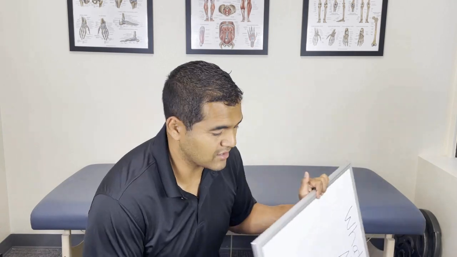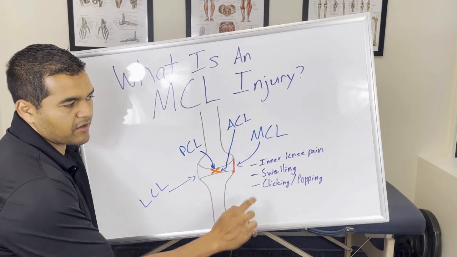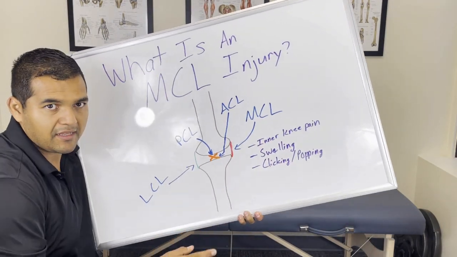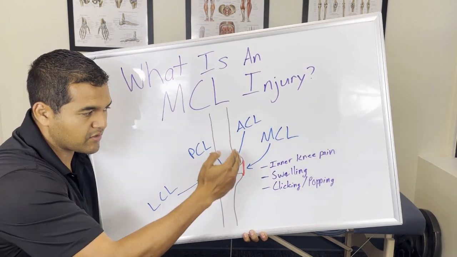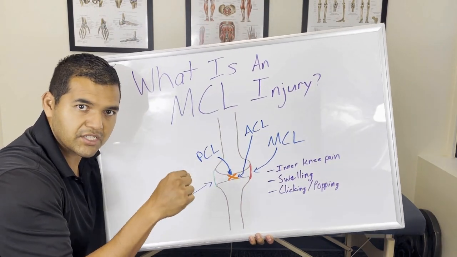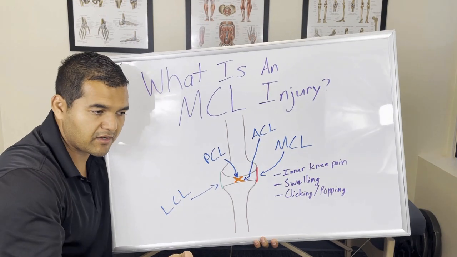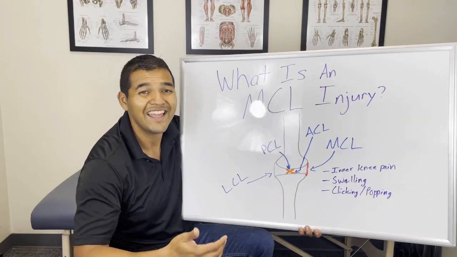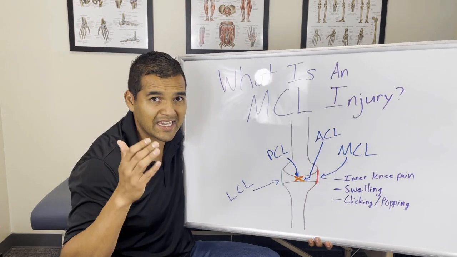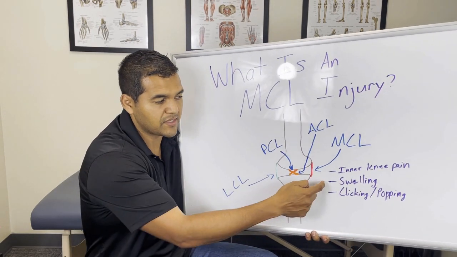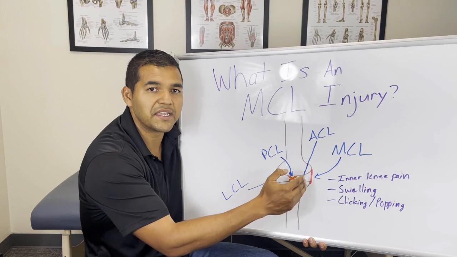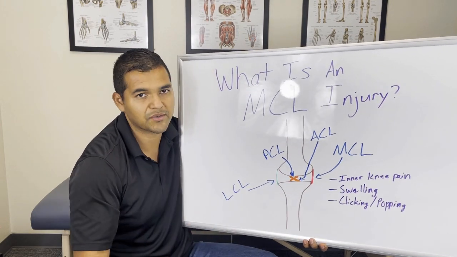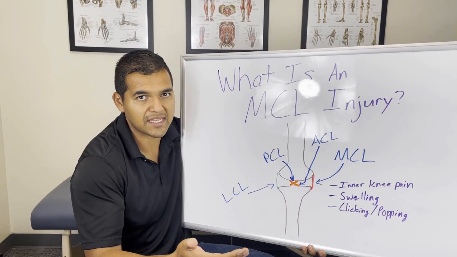Now, how to tell if you have an MCL injury? The biggest signs to look for, I've written them out right here, is inner knee pain. If you reach down on the inside of your knee and you poke it, you touch it, or it throbs there, even if you don't poke it and touch it, that tends to be where you get your pain, then that's one sign towards having an MCL injury. The next one is swelling in the area. If you got swelling on the inside of the knee, that's another time that you could have an MCL injury.